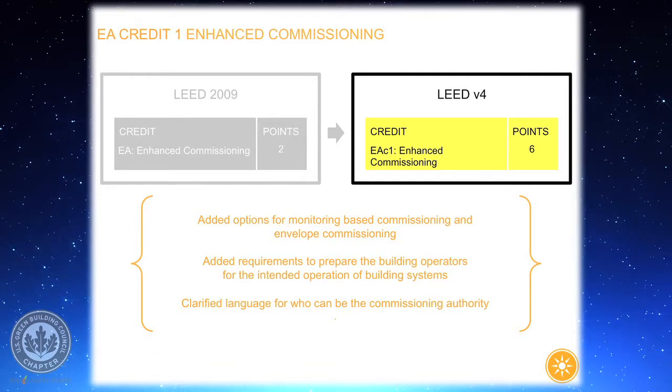So projects have the option of earning any one of those three options or earning all three for a total of 6 points. Again, we've clarified language here as it pertains to enhanced commissioning for who can play what role in terms of commissioning authority.